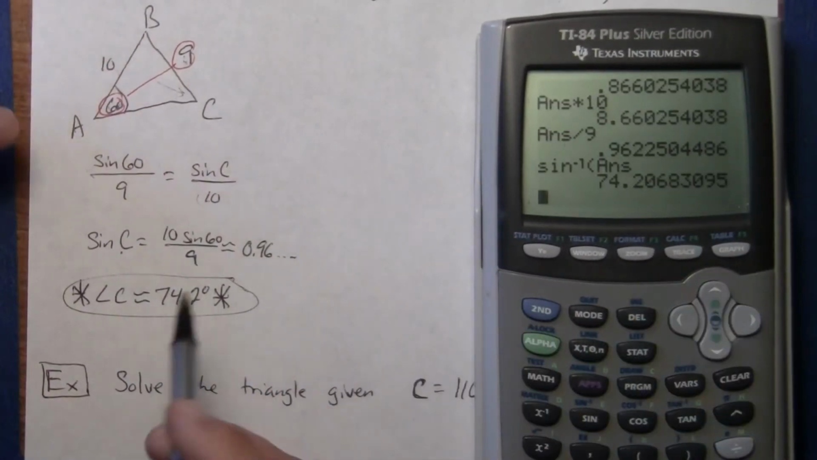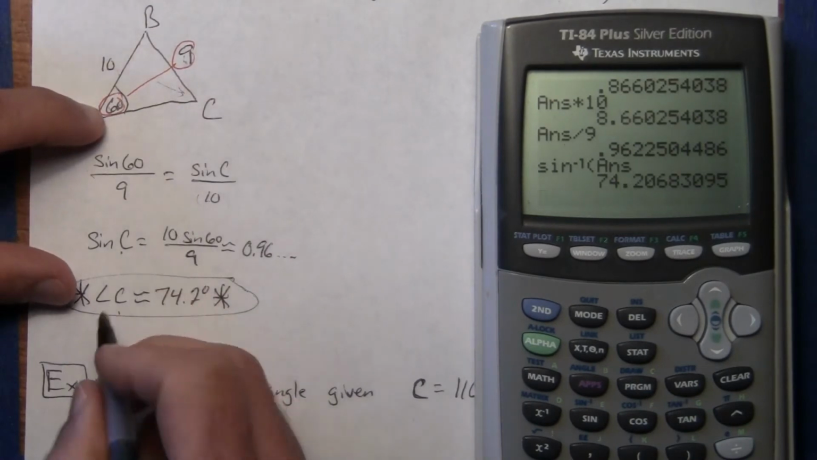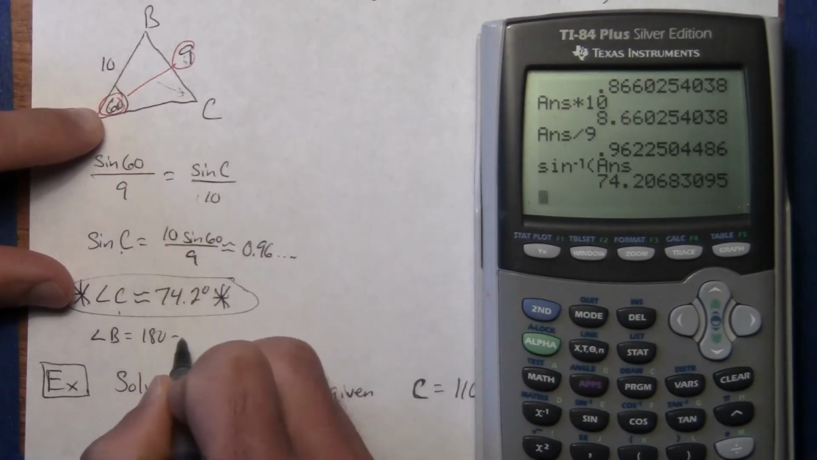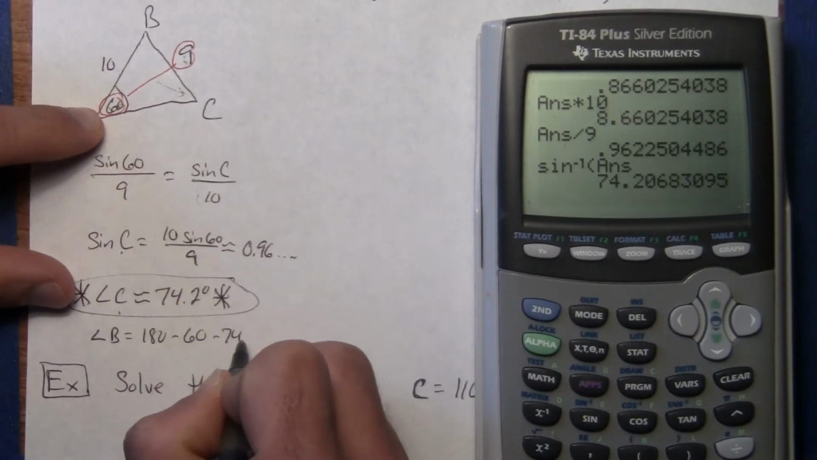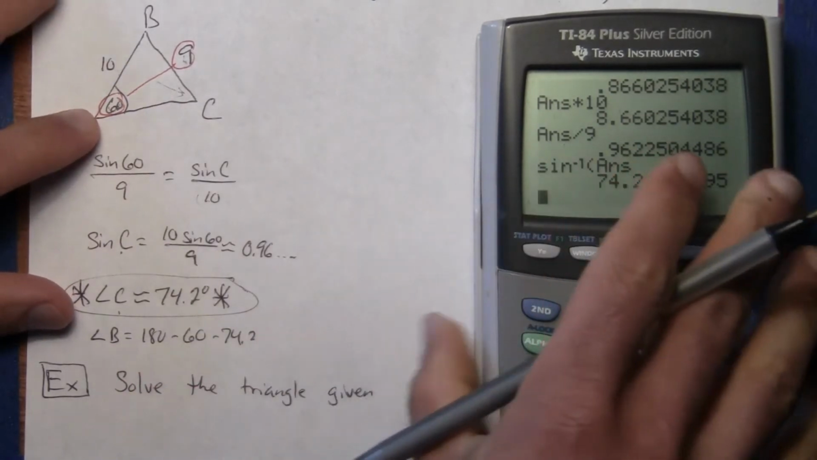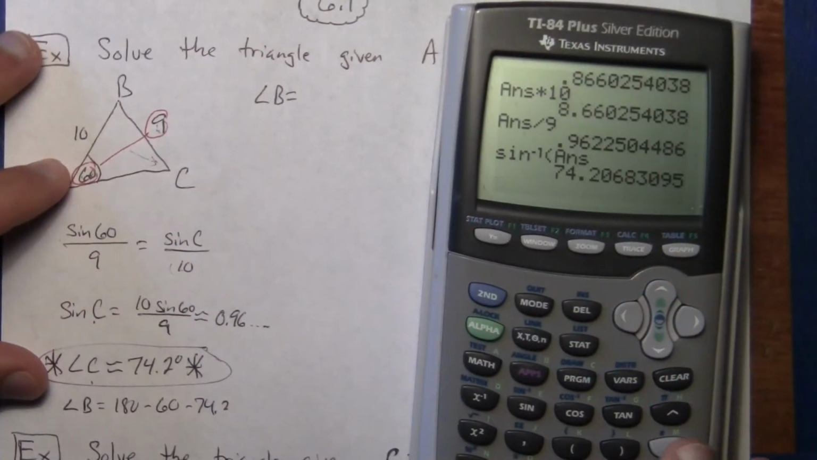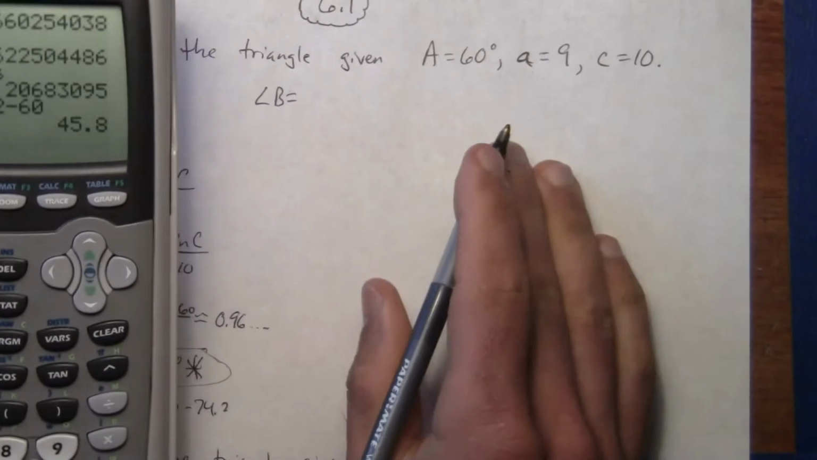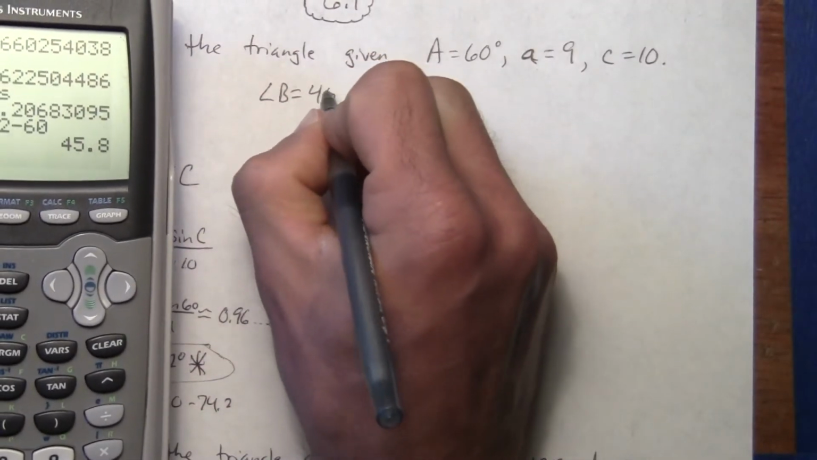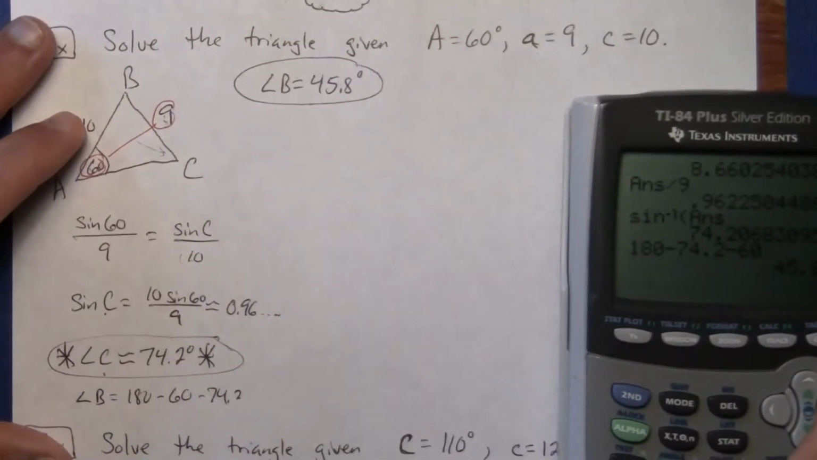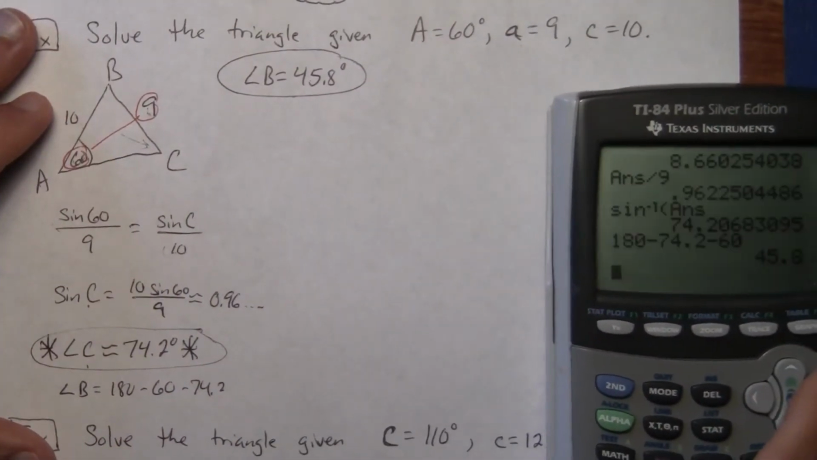Alright, now the next thing I'm going to find, if I know angle A and I know angle C, angle B should be pretty easy. I know that it's 180 minus 60 minus 74.2. So angle B, I'll write it up here, is going to be approximately 180 minus 74.2 minus 60. It looks like it's approximately 45.8. Alright, there's the second thing. The only thing I'm missing now is what side B is.